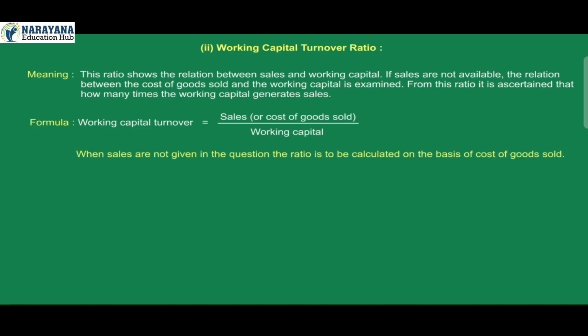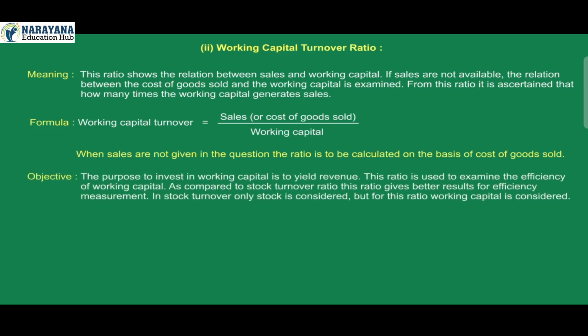When sales are not given in the question, the ratio is to be calculated on the basis of cost of goods sold. Objective: the purpose of investing in working capital is to yield revenue. This ratio is used to examine the efficiency of working capital. As compared to stock turnover ratio, this ratio gives better results for efficiency measurement. In stock turnover, only stock is considered, but for this ratio, working capital is considered.